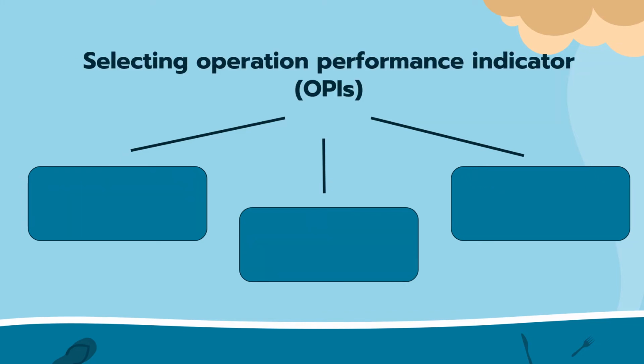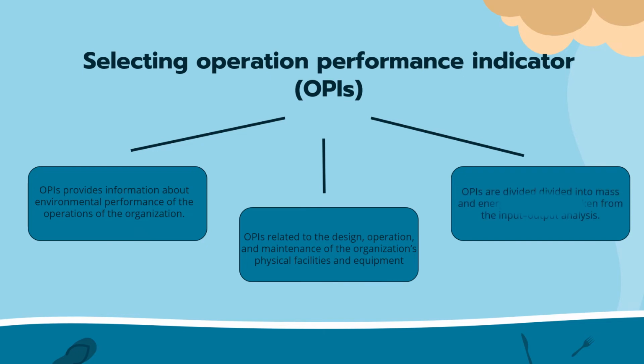Next, as for selecting operational performance indicators, the first one is that OPIs must provide information about the environmental performance of the operations of the organization. Second, OPIs should be related to the design, operation, and maintenance of the organization's physical facilities and equipment. Last one, OPIs are divided into mass and energy indicators taken from the input-output analysis.